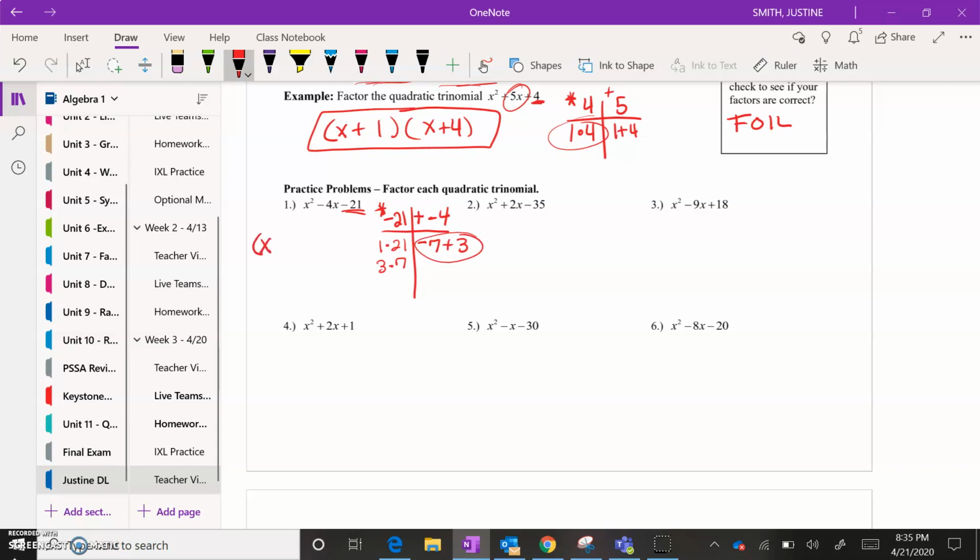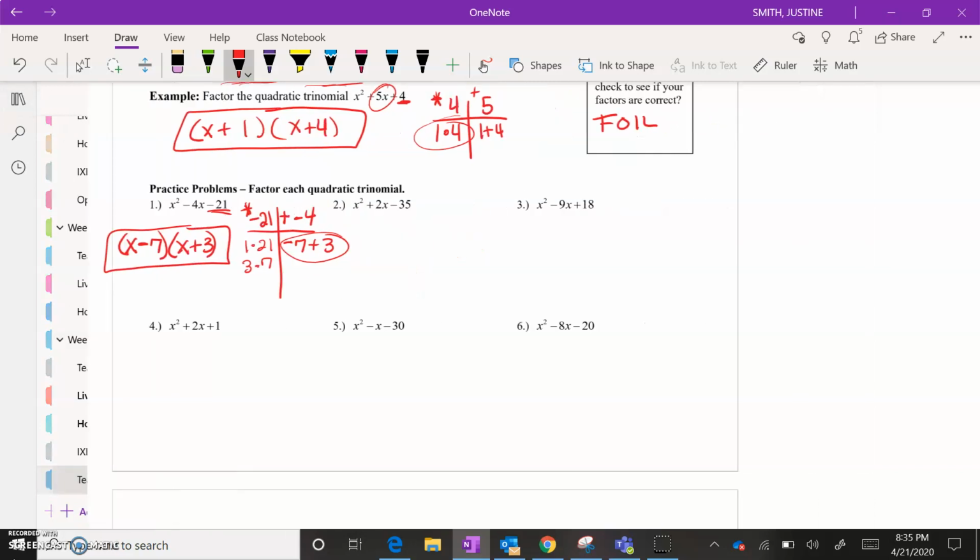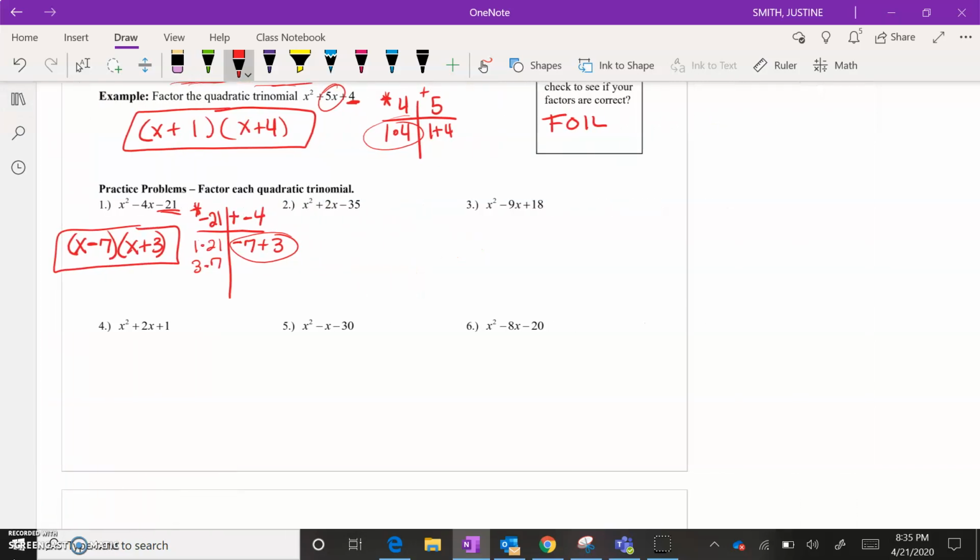So I'm going to do x minus 7 because it's a negative 7, and x plus 3 because it's a positive 3. Okay, again, if I want to, I can double check this by FOILing it. So x squared plus 3x minus 7x gives me that negative 4x, and then minus 21.